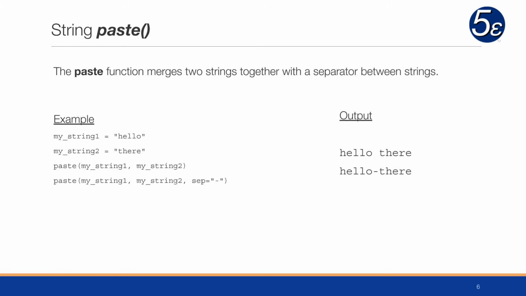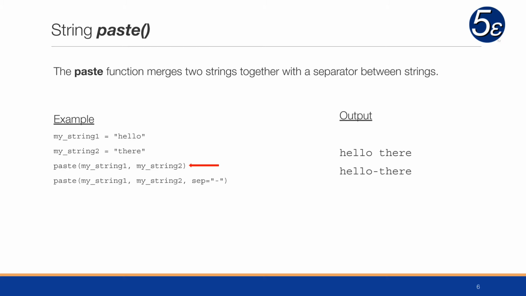The paste function merges two strings together with a separator between strings. So here's an example. We have two strings here, my_string1 equals "hello," and my_string2 equals "there." If we do paste(my_string1, my_string2), it will paste those two, and the output would be "hello there," with a space between them, because the default separator is a space. We could have also put that paste into a variable called my_string3, and it will return the combination of those two strings with the space into my_string3.